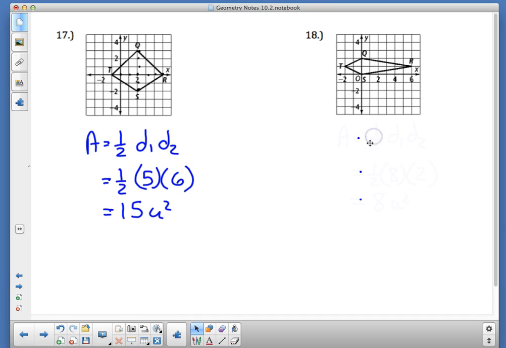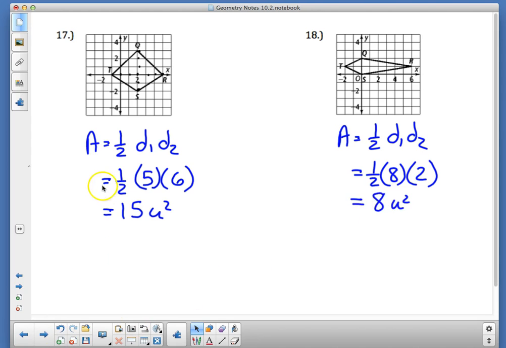Now, the last one that we've got, hopefully you're able to recognize 8 times 2 divided by 2 is 8. And we are done with notes, okay?